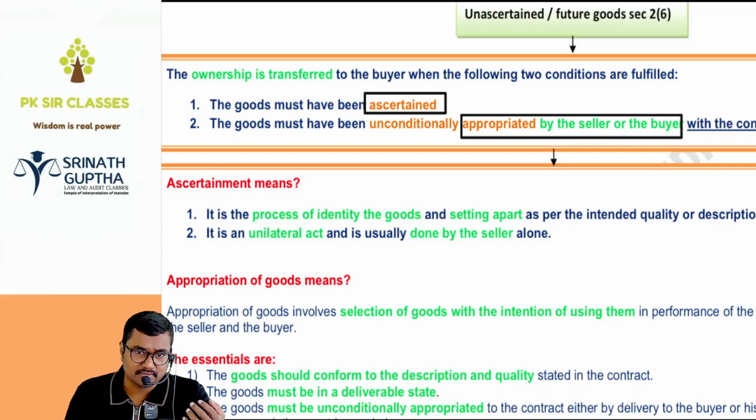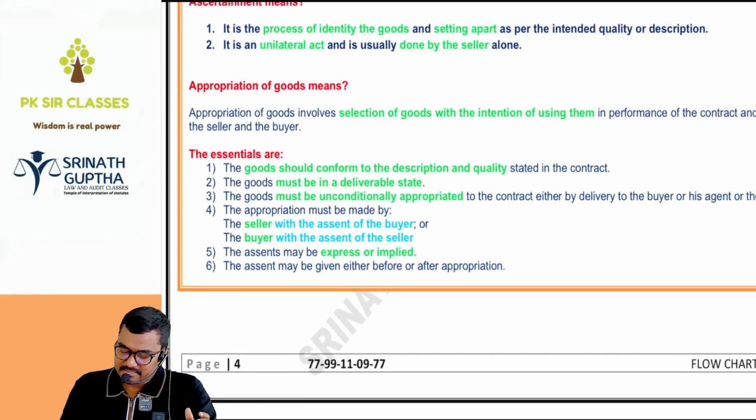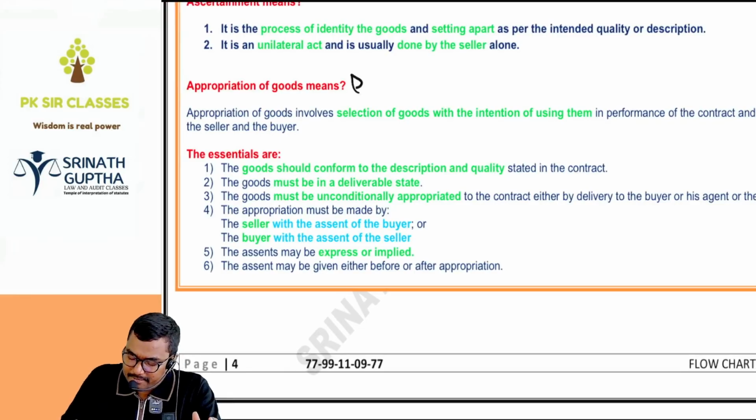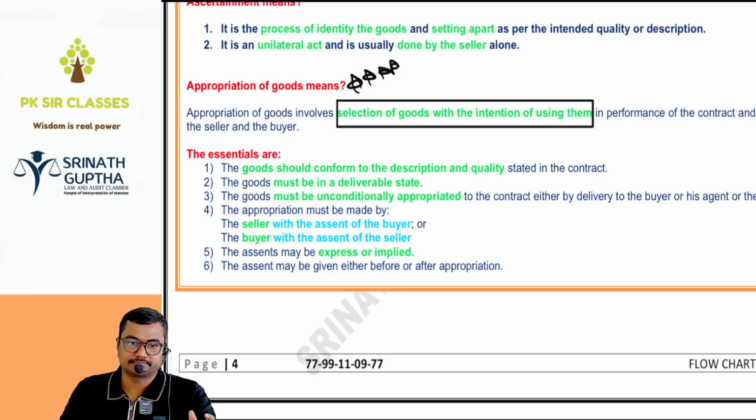Because most of the goods will be inside the shop, very few things will be kept outside the shop. Next one is appropriation. Appropriation means selection of the goods. Appropriation means selection of the goods with the intention of using the goods.